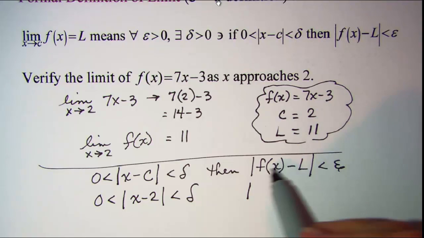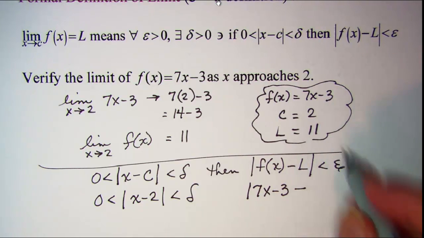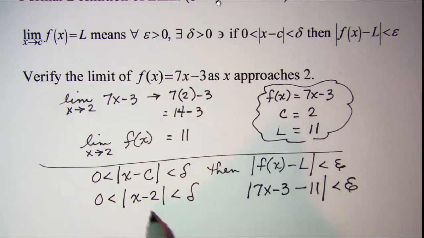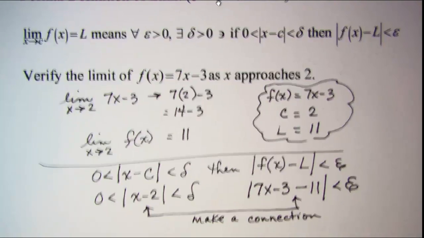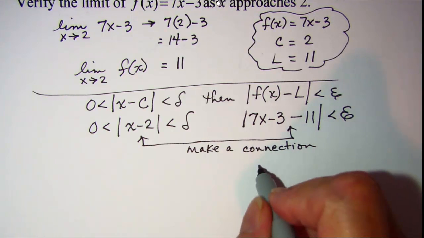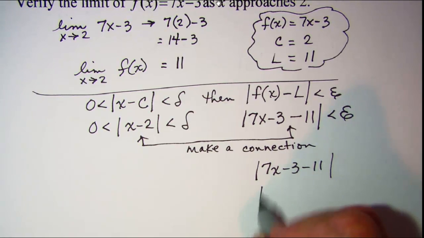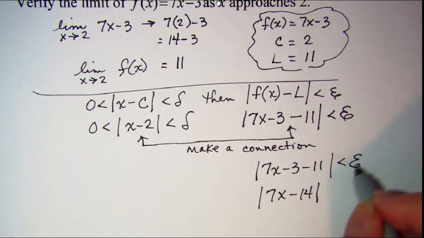And here we have absolute value f of x is 7x minus 3, and then subtract 11, is less than epsilon. So we need to make a connection here. So let's take this absolute value and work with that. That is 7x minus 14, and that is less than epsilon, sorry.